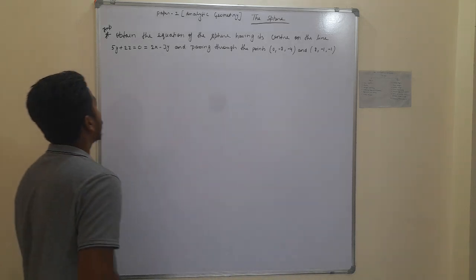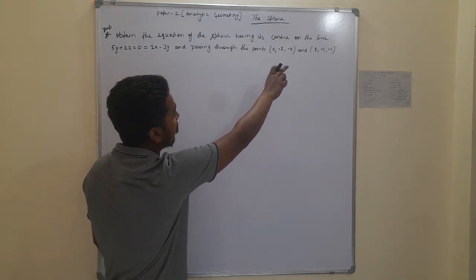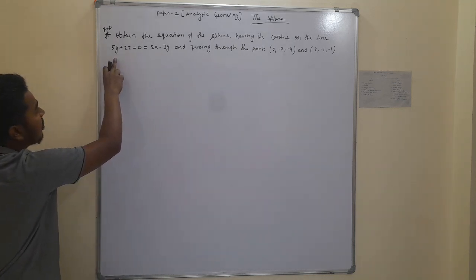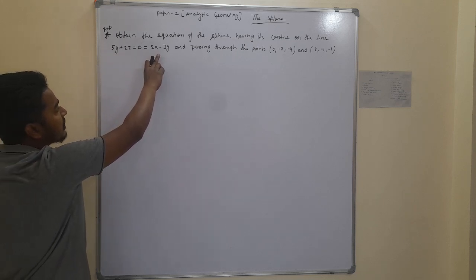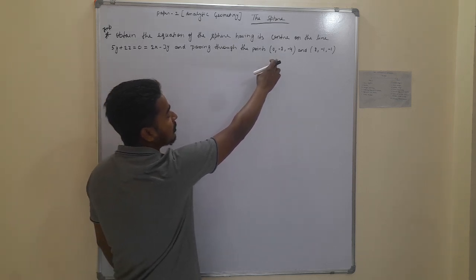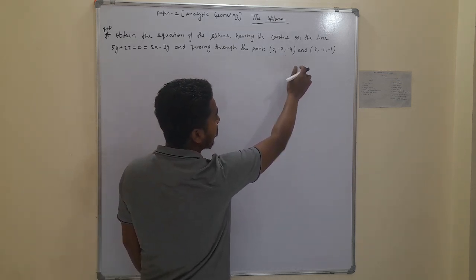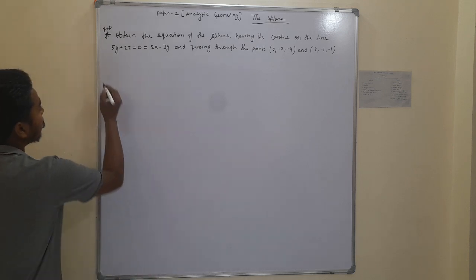Here in the question: obtain the equation of the sphere having its center on the line given by 5y plus 2z equals 0 equals 2x minus 3y, and passing through the points (0, -2, -4) and (2, -1, -1). Let's solve the problem.